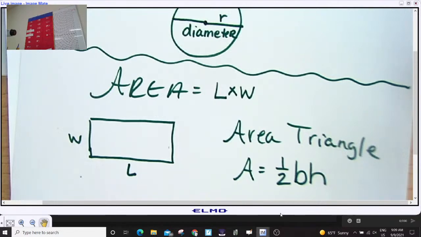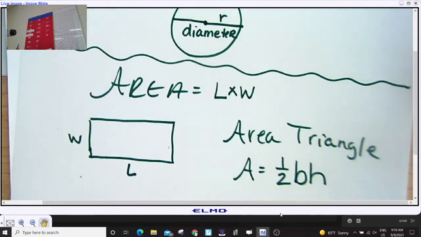Rectangle. How do I find the area of this rectangle? To find the area of this rectangle, I would do length times width. And by length, I mean how long it is. By width, I mean this part right here, right? So I would do length times width. Everybody agree with that?